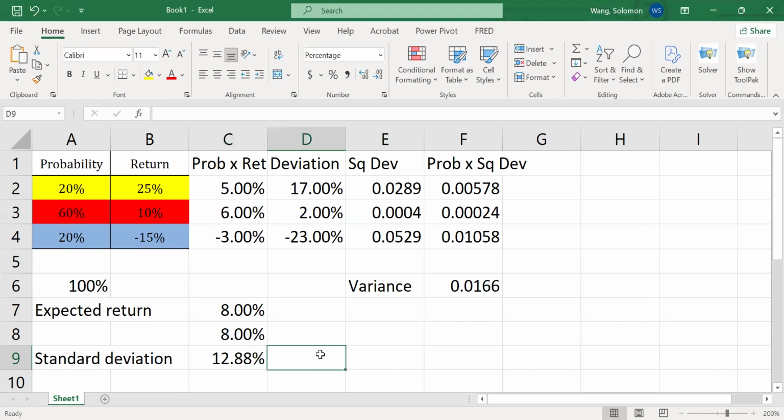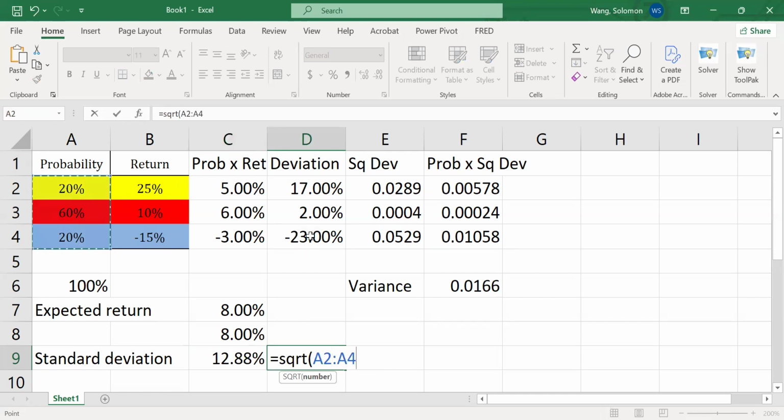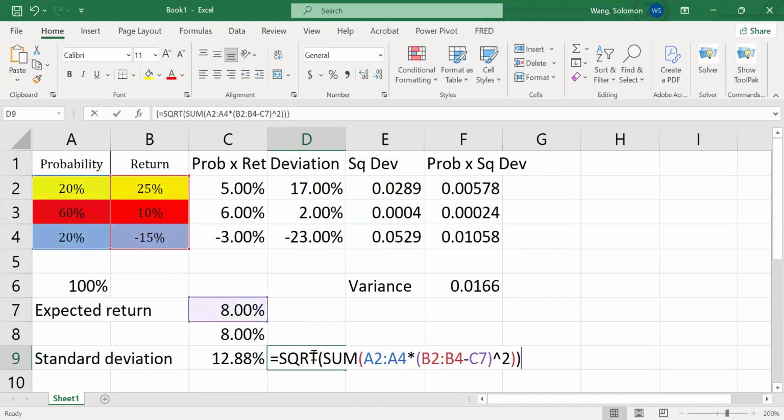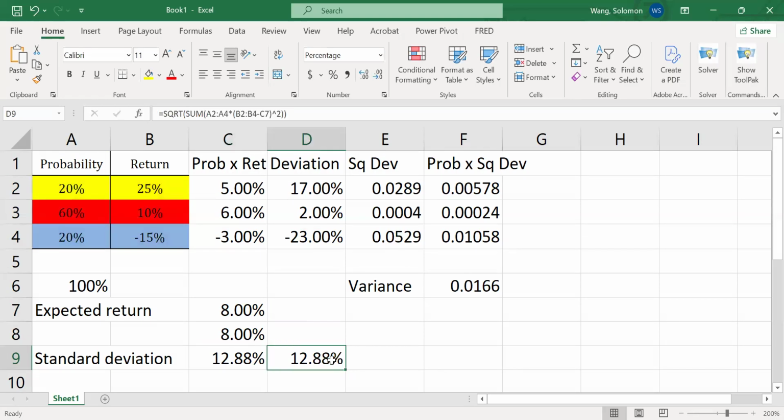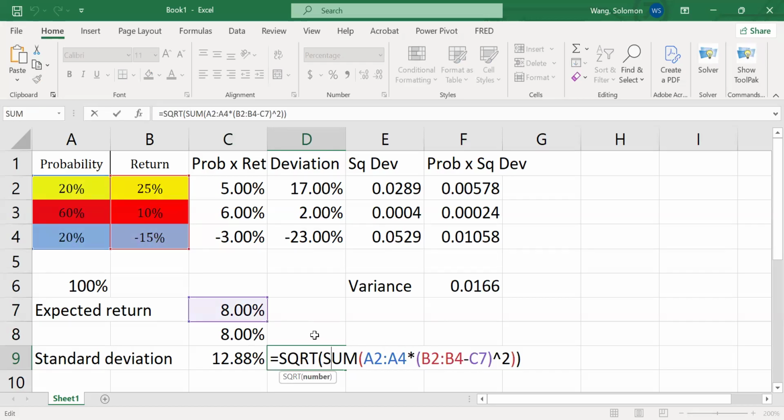Okay, you can use one single Excel formula, just call it square root, and then you will use the probabilities multiplied by each of the return minus the expected return. But remember, after the subtraction, you need to take the square. Okay, so that's not done yet. After that, you need to take the summation of all the products, okay, which are the probability times the square deviation, close the summation, close the square root, and then this is how it is done in one single Excel formula.